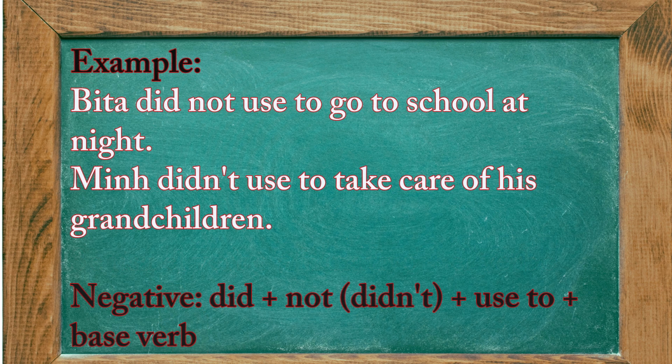Another example. Beta did not used to go to school at night. Men didn't used to take care of his grandchildren. Negative, did not. Didn't is the contraction. Used to plus base verb.